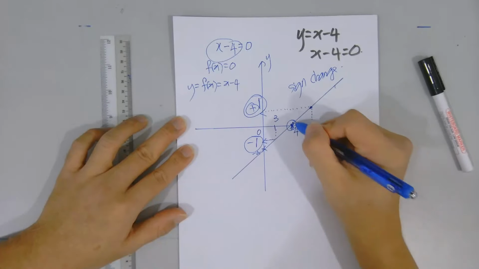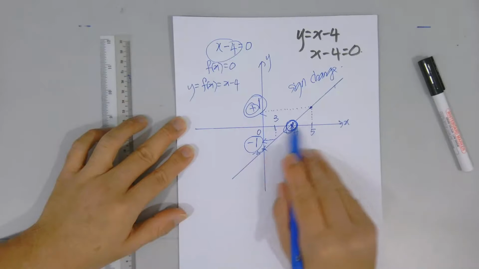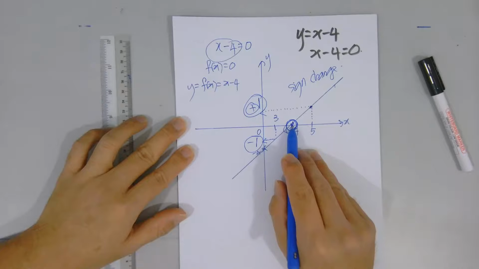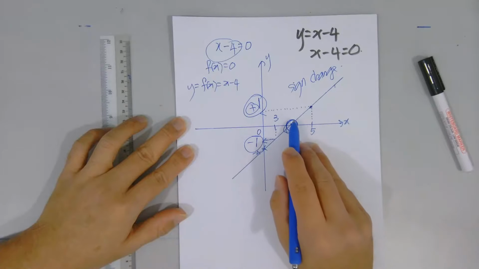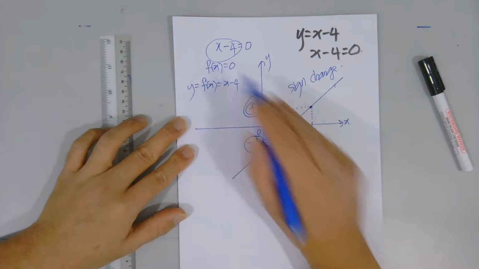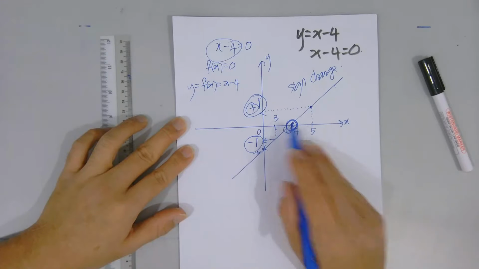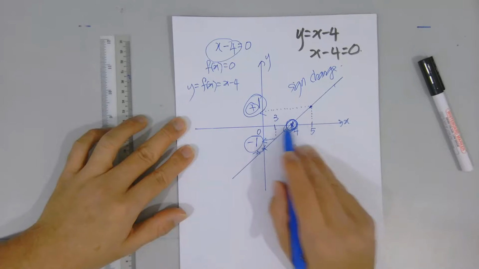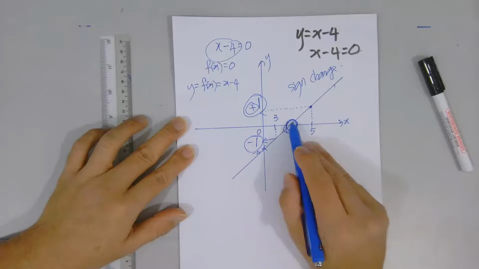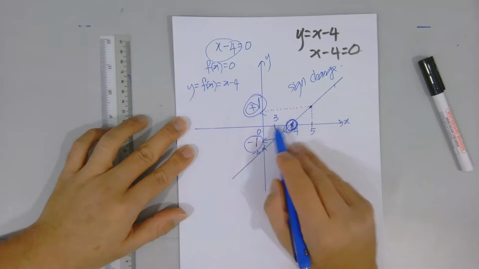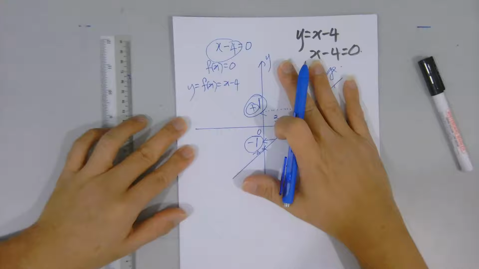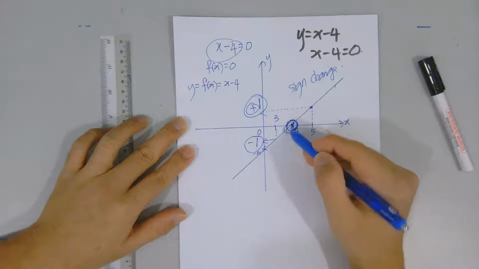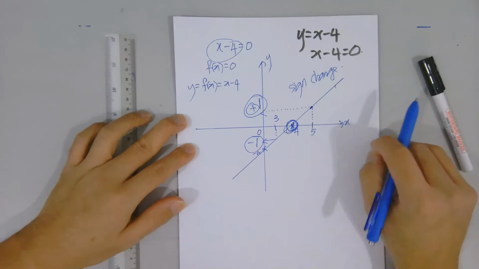This only happens when there is a root between these two, right? The root is 4. So if I want to know whether there is a root for f(x) in this interval, I must see that the value at 5 will be positive and the value at 3 will be negative. Then I can surely say that there is a root between 3 and 5. But this is only valid if the graph is continuous in this interval.